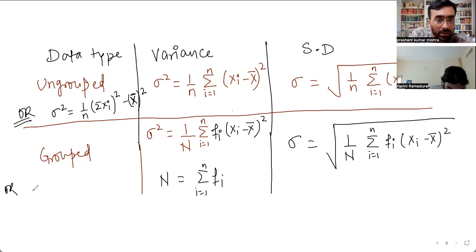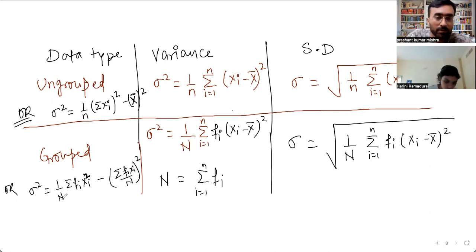Or for grouped, sigma square equals to 1 over N summation of fi xi square minus, again the same thing, mean square in short, because this is fi xi over N. Here also it will be capital N, summation of frequency for the grouped total. Either way, you can take it. The same thing. Anyway, the mean you have to calculate.